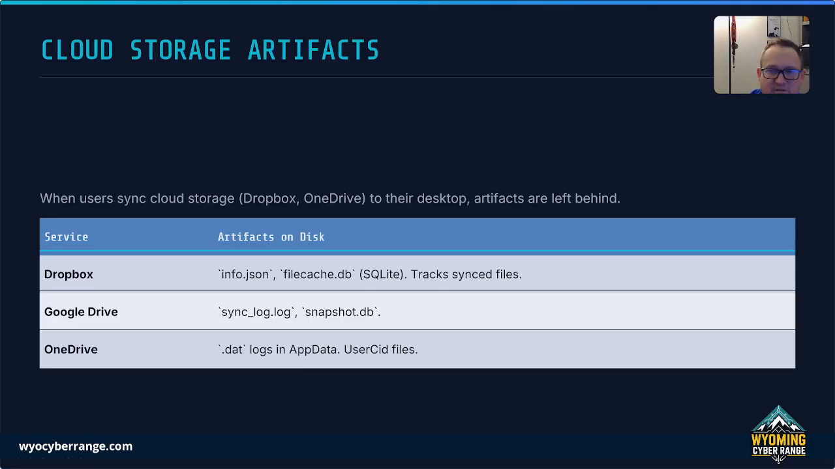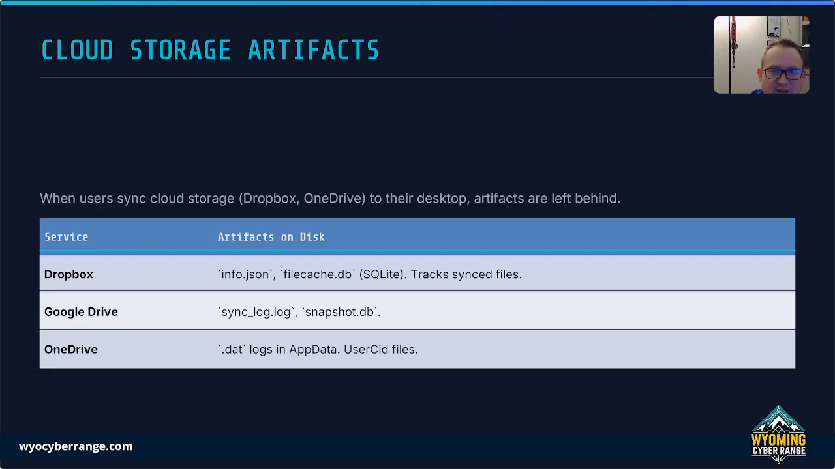Now, cloud forensics isn't just the cloud. It leaves traces on the local computer as well. When users sync to cloud storage on their desktops, some artifacts could be left behind. For example, Dropbox is going to leave an info.json file. And normally we'll even see their database file called filecache.db. This is going to tell us all the files that it cached throughout its system.